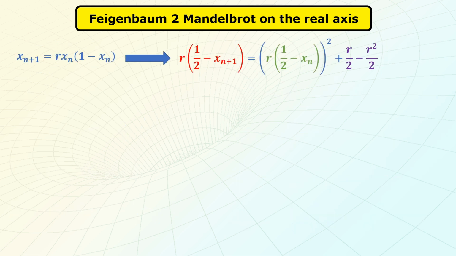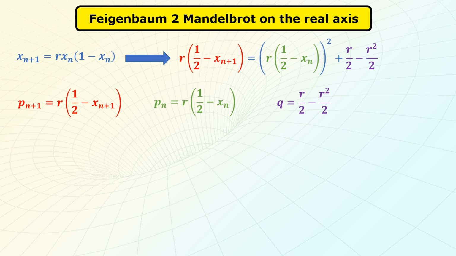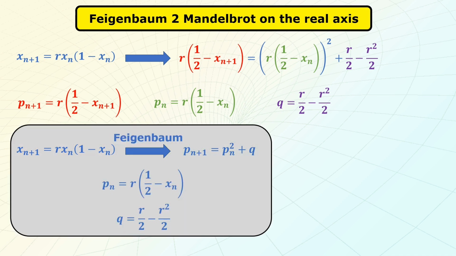So this is what we've done so far. We've rewritten the logistic map equation in such a way. Now I'm going to introduce P, which is defined by this, and Pn defined by this, and Q by this. And then we can rewrite the Feigenbaum or the logistic map equation in this way. So in summary, we just rewrote Feigenbaum in a different way using a substitution of different variables P and Q.